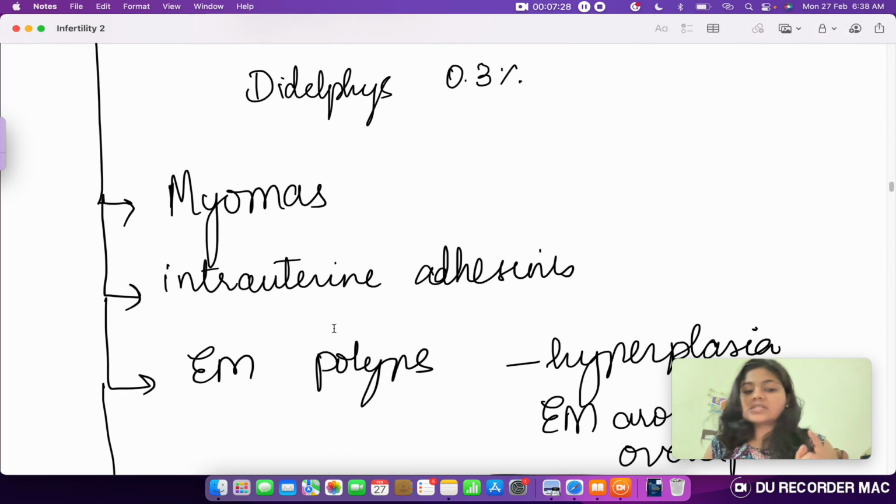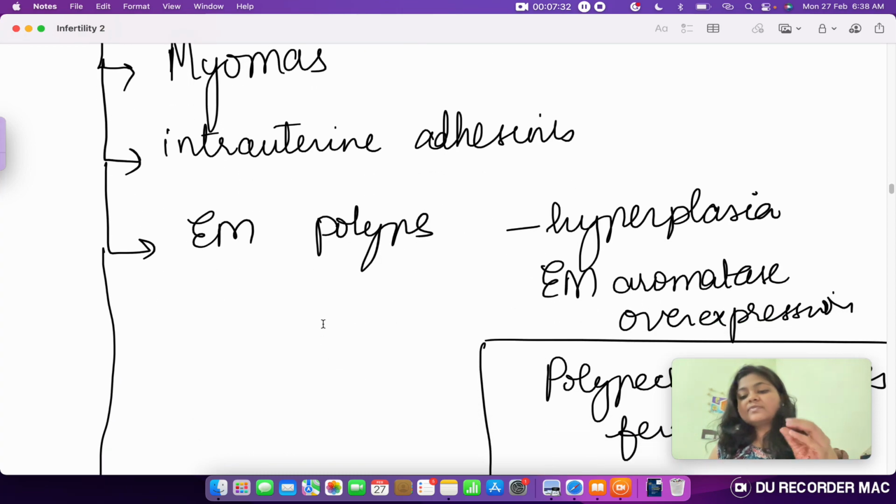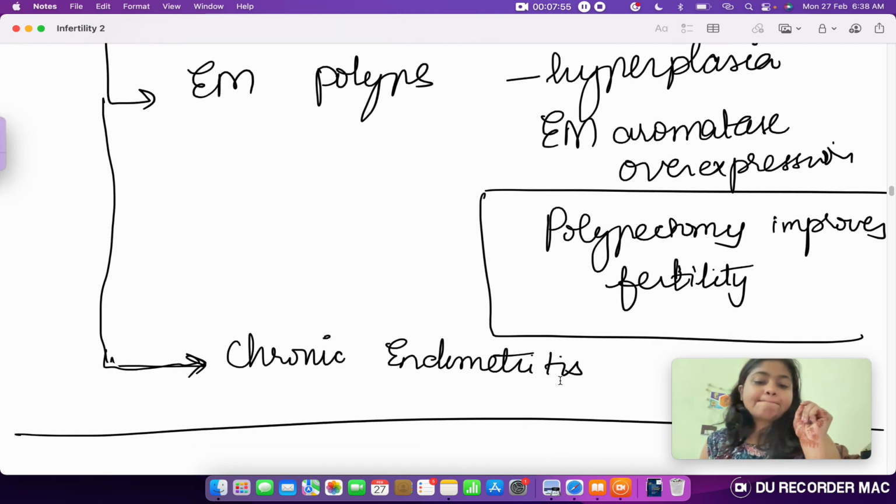Then myomas, then intrauterine adhesions, Asherman syndrome, endometrial polyps. So endometrial polyps are something that is because of growth, endometrial hyperplasia, endometrial aromatase overexpression. There will be hyperplastic growth with a vascular core and with or without pedicle. It impairs implantation and it impairs the outcome after IUI. So the polypectomy improves fertility.